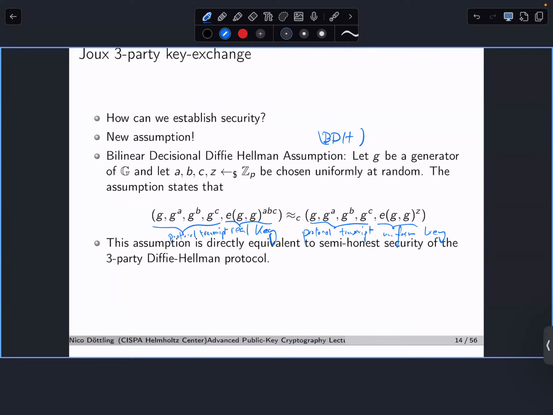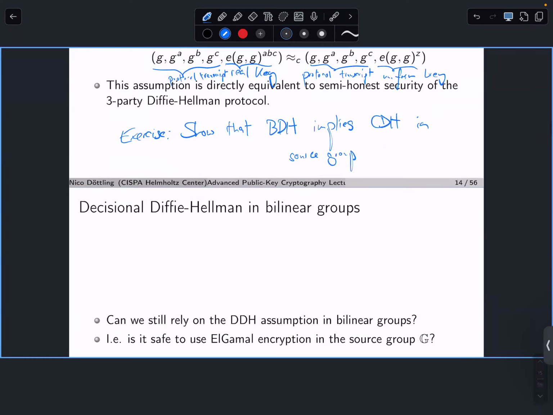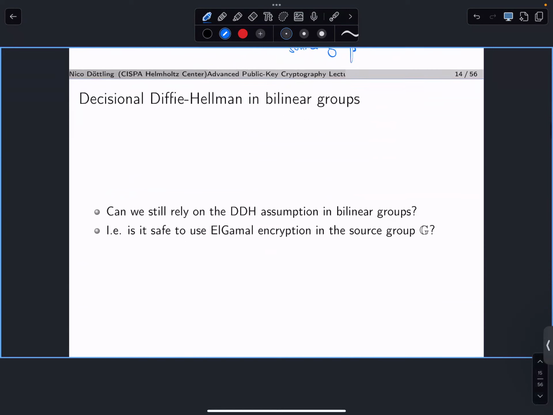Does this make sense? You know what? Let's put this on the exercise sheet. Exercise: show that DDH implies CDH in the source group. Good. Okay.